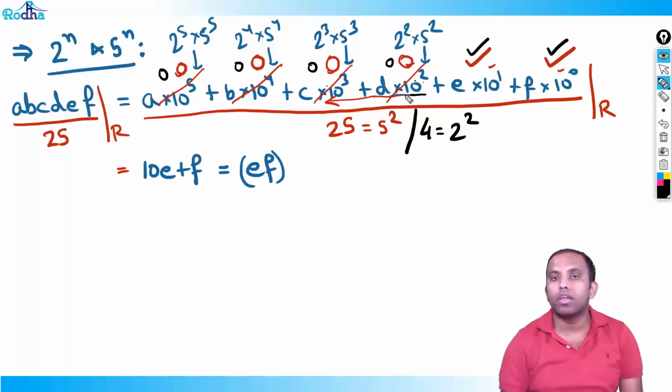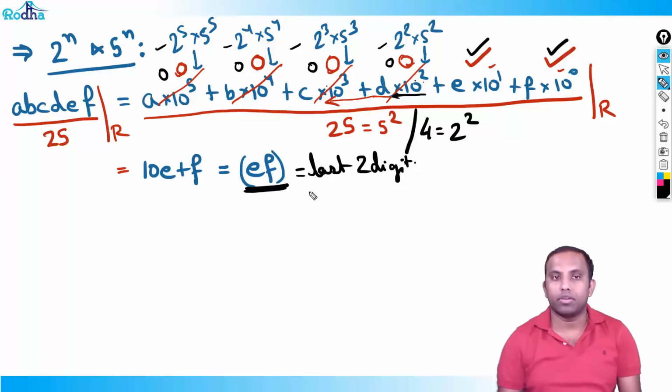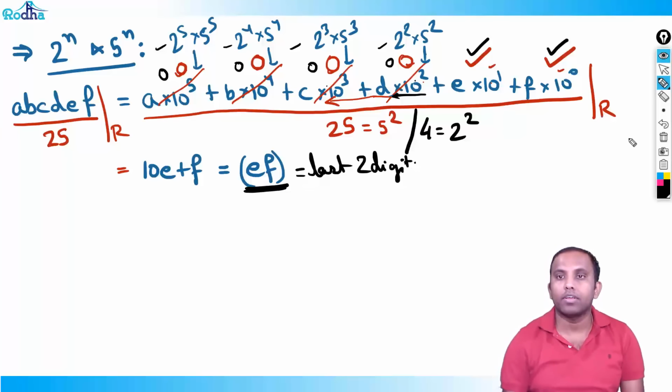From here onwards, every term contains at least 2 square, right? So all the remainders are what? 0. Okay. So again I'm left with same thing, that is EF only. That is the last 2 digit, right? Very important thing we're discussing here. Last 2 digit.